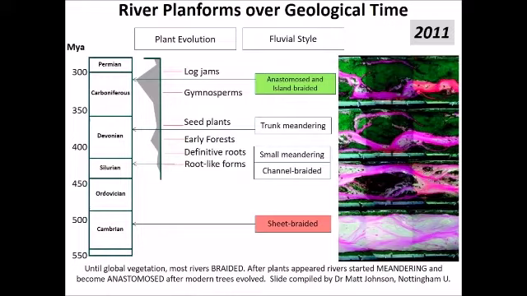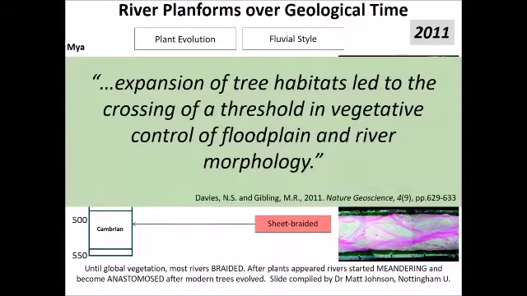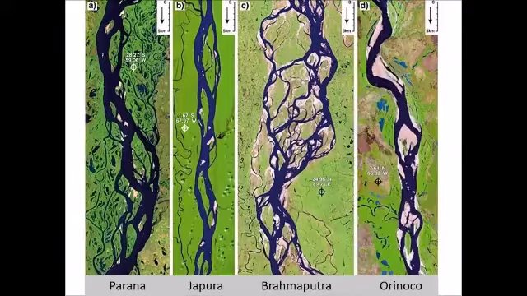So was it a coincidence that the planforms of rivers metamorphosed, just changed from braiding and single thread meandering into anastomosing when the trees got going? Well, no. And in fact, Davis and Gibling, who did this research and published it in Nature Geoscience, said expansion of tree habitats led to the crossing of a threshold in vegetative control of floodplain and river morphology. So it's the trees that are responsible for these multi-threaded anastomosed or anabranching systems, the trees and shrubs and other vegetation.